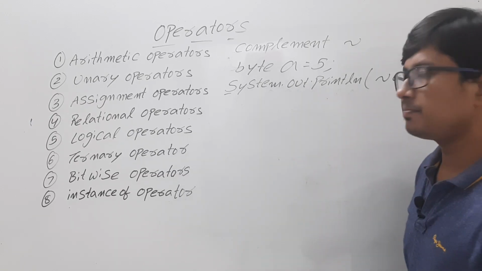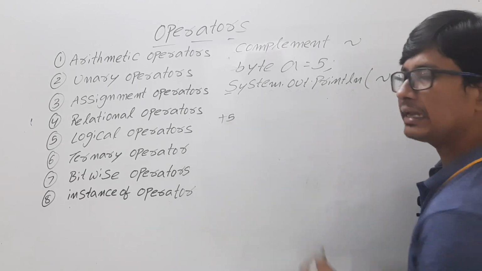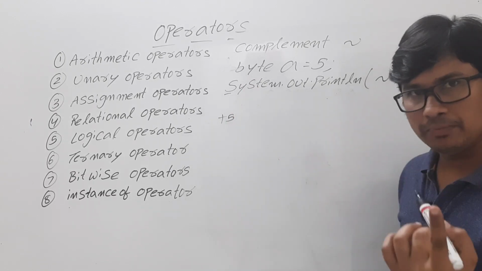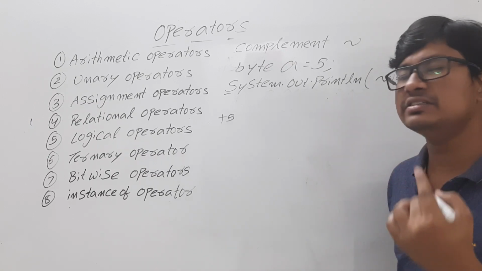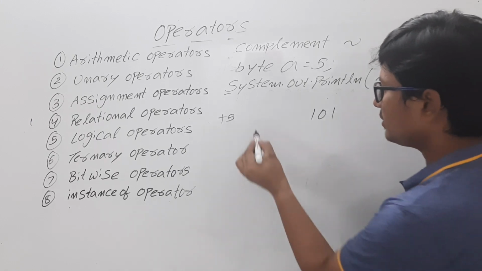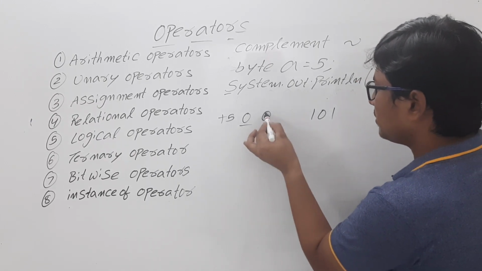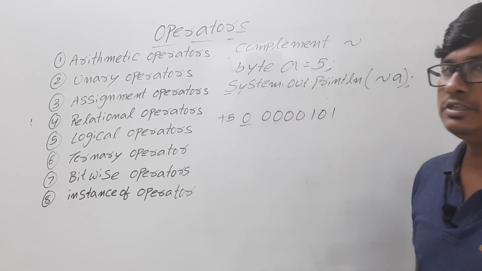How will the 5 be represented? This is positive 5. How will positive 5 be represented in 8 bits, as it is a byte? 1 byte of memory will be allocated, which is 8 bits. So 5 is 101, and the sign bit will be 0 because it is a positive number, and then the remaining 4 zeros. This is plus 5.